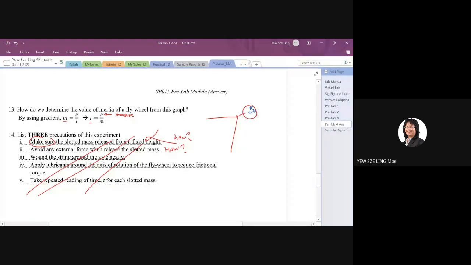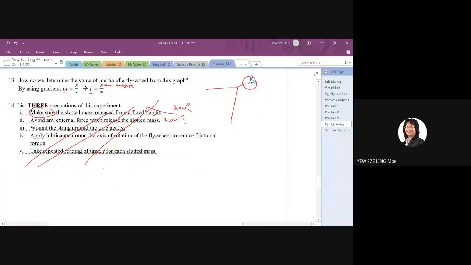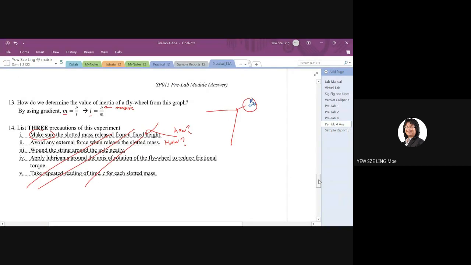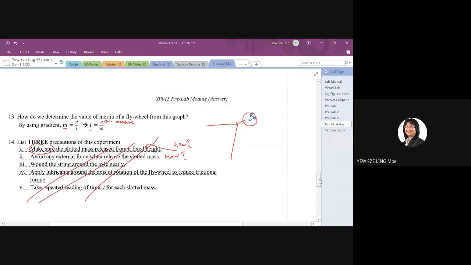If you write this in your university lab report, believe me, the prof will throw the lab report into your face. If you give one sentence like this, make sure the slotted mass is released from a fixed height, that is worthless to me. Because there are some things that you should do. What you should tell is how to achieve it.